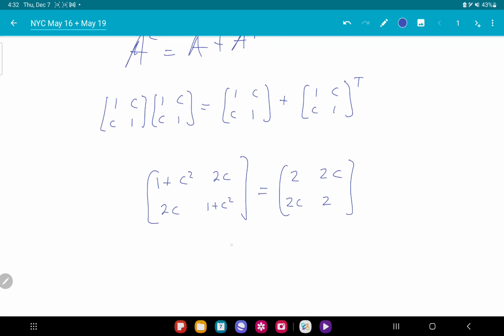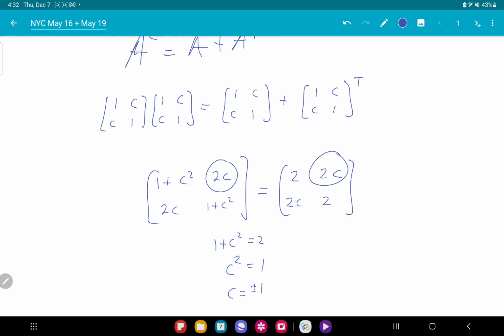Okay, so what are the equations I get? I get 1 plus c squared is 2, by equating these two entries. And I get 2c is equal to 2c, which is not interesting. In fact, this is the only meaningful equation I get. So c squared is equal to 1, c is equal to plus or minus 1.